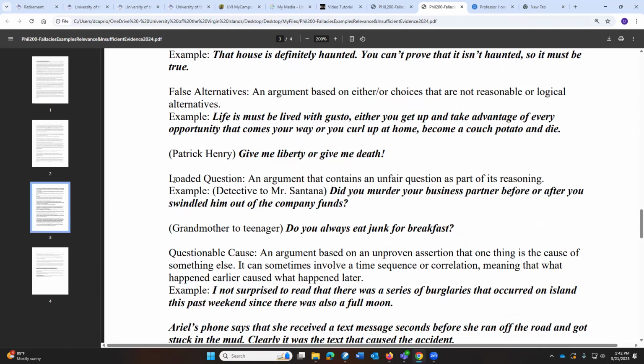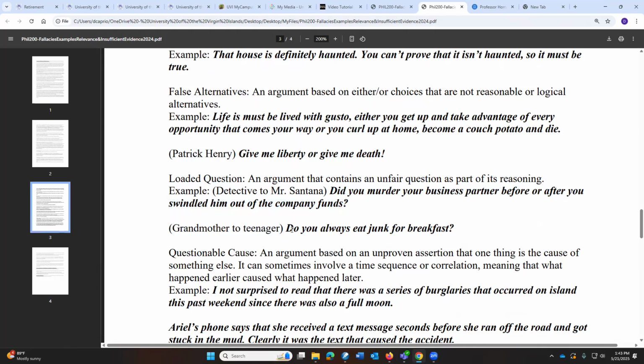compromise. The loaded question. That's an argument that contains an unfair question as part of its reasoning. So, for example, the detective says to Mr. Santana, did you murder your business partner before or after you swindled him out of the company funds? Well, how do you answer that without admitting that you murdered him? Okay. If I say before, then I'm still saying I did murder him. If I say after, I'm still saying I did murder him. So that's not a very fair choice to make.